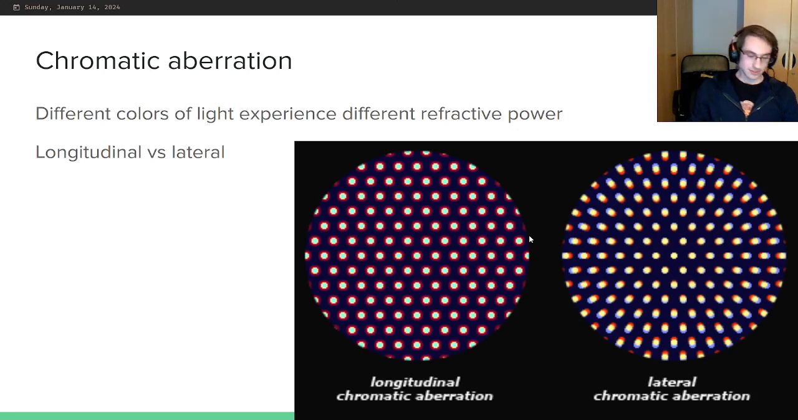Modern telescopes try to correct for this. Well, firstly, reflecting telescopes don't have this issue because they don't refract light; they reflect light. Refracting telescopes tend to try to correct for this by having more elements where the variation in refractive index is chosen specifically so that you can focus multiple wavelengths with the same focal length.